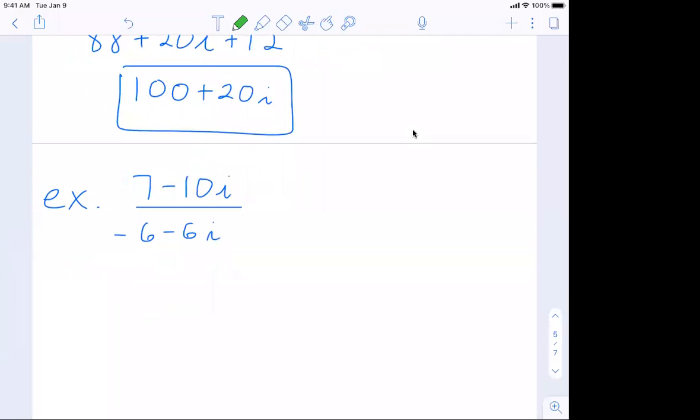Here's how we do that. We multiply by what's called the complex conjugate. It's a fancy way of saying change that sign. If it's minus, make it a plus. If it's a plus, make it a minus. Just the middle sign, not the first one. Just change the middle sign. So I'm going to multiply top and bottom by negative 6 plus 6i.